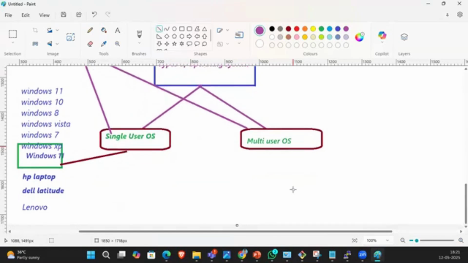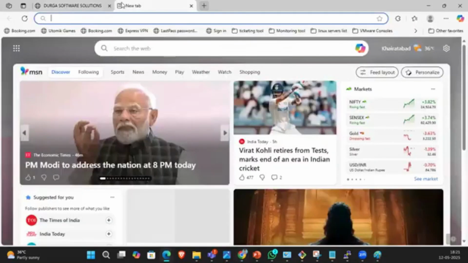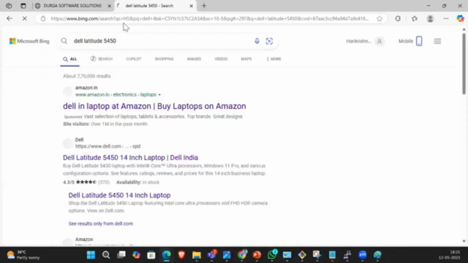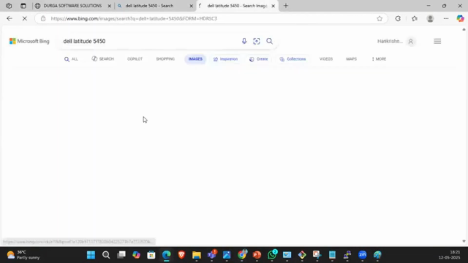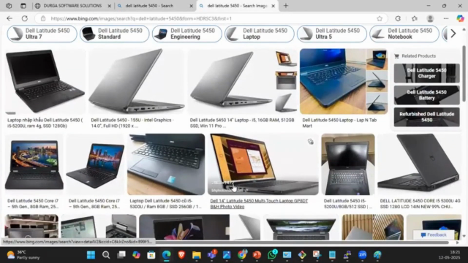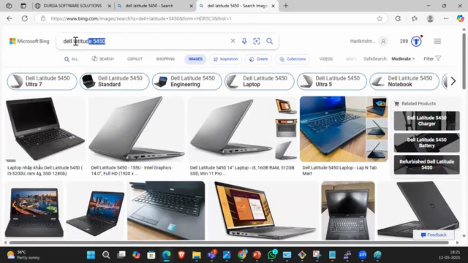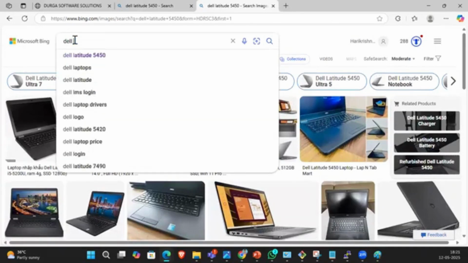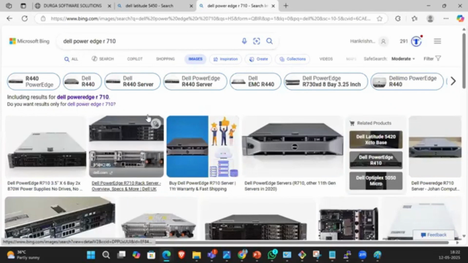Multi-user operating system is nothing but we can connect multiple users at a time. You already understood the hardware, right? Dell Latitude 540 is a single user system, so only one person can connect at a time. Hardware companies also designed two types of hardware: one for single user operating systems and another for multi-user operating systems. Multi-user means we can connect multiple people at a time. For example, Dell PowerEdge R710.